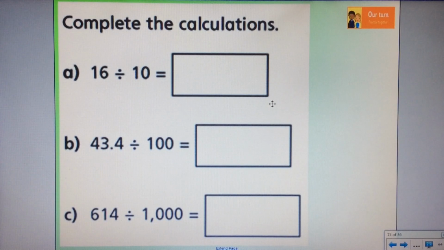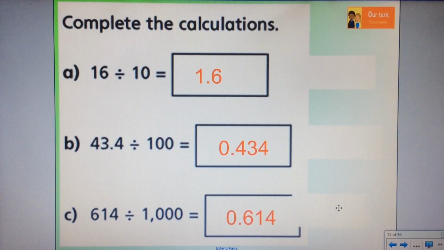Okay, welcome back. Let's see how you got on. So the first question, we need to move all the digits one place to the right. Okay, we should have had 1.6. The second question, move all the digits 2 places to the right. So we should have had 0.434. You needed that 0 to show the place value here. Okay, and last of all, 0.614. Everything's been moved 3 places to the right, and again you need that 0 before your decimal point to show your place value. Well done if you got those all right.